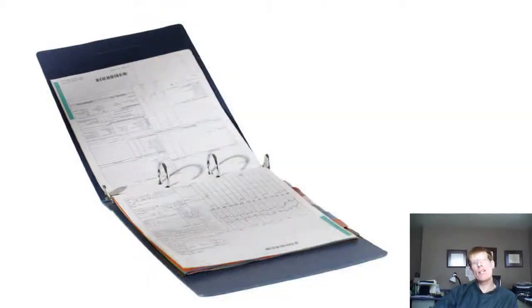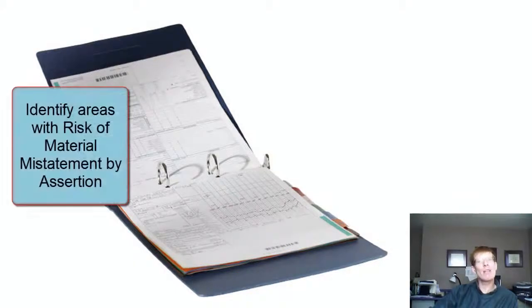There are two areas that we want to spend more time on. And the first one we've already identified, and that is the area of material risk. The high-risk material areas require us to gather substantive evidence to support management's assertions.